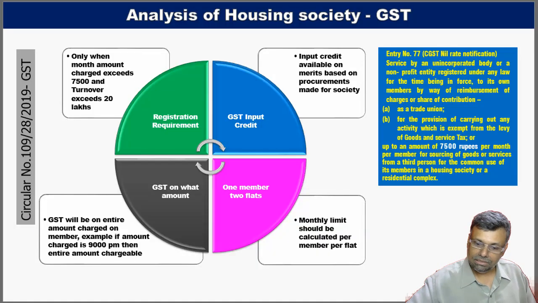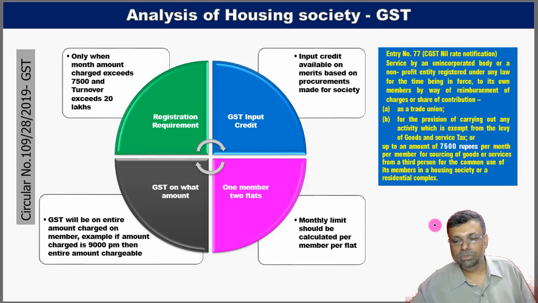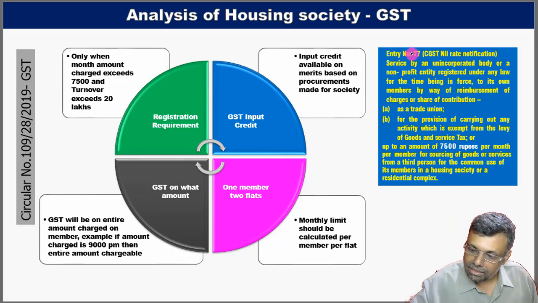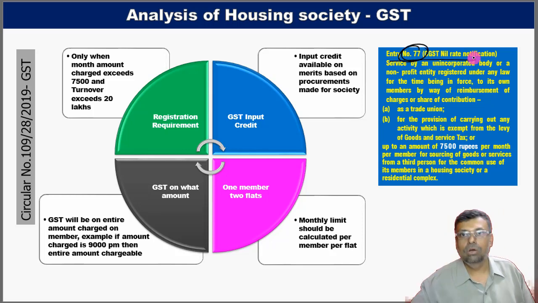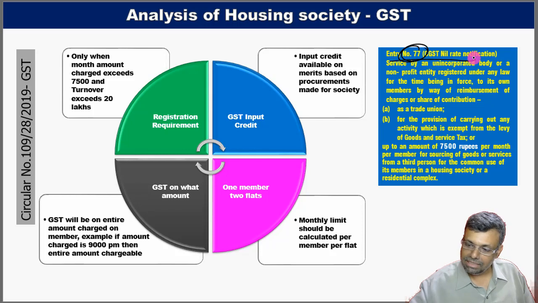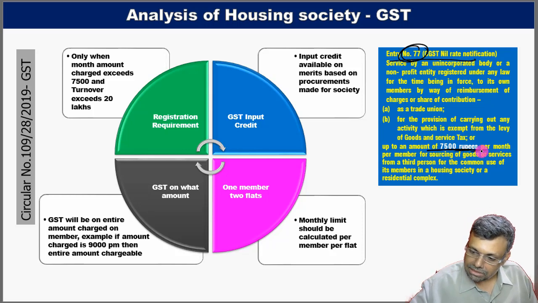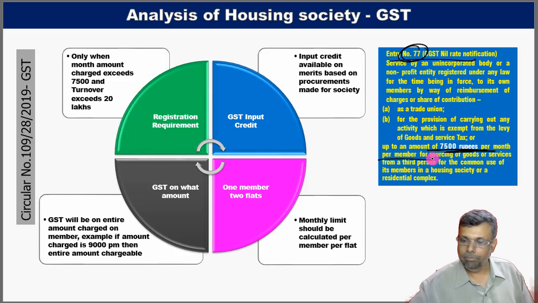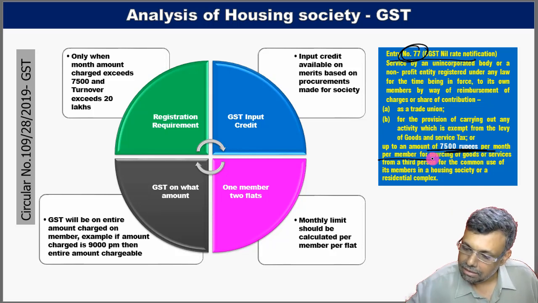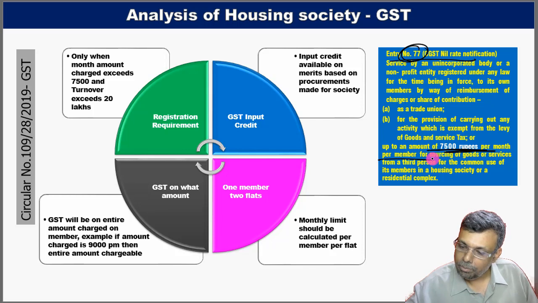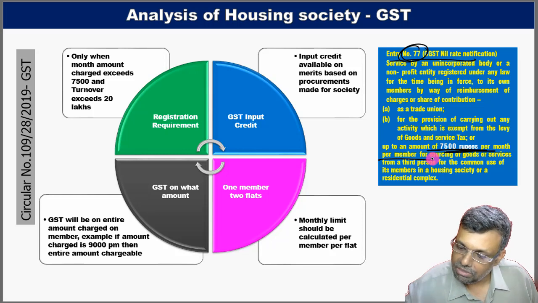That's all. Now friends, the next point which I want to take up for the purpose of quick revision is the analysis with respect to the housing society transactions. One of the entries, number 77 of the nil rate notification, says that an amount up to rupees 7,500 per month per member, where there is a housing society, basically what we call non-profit making organizations or something like that.